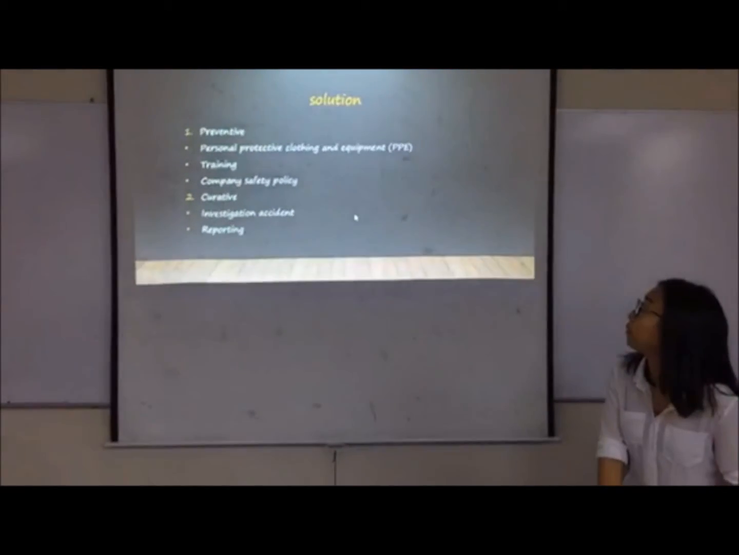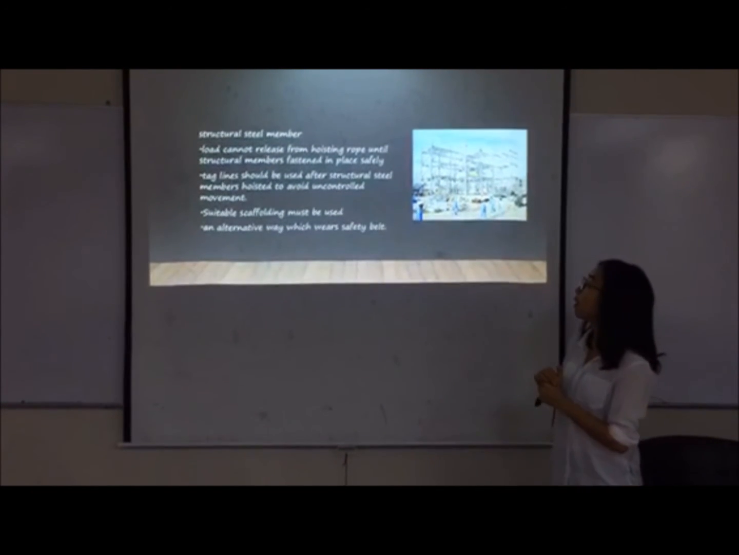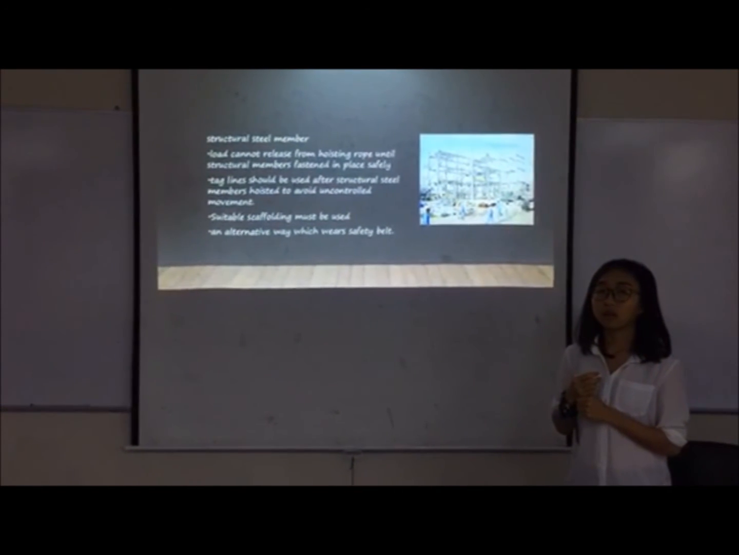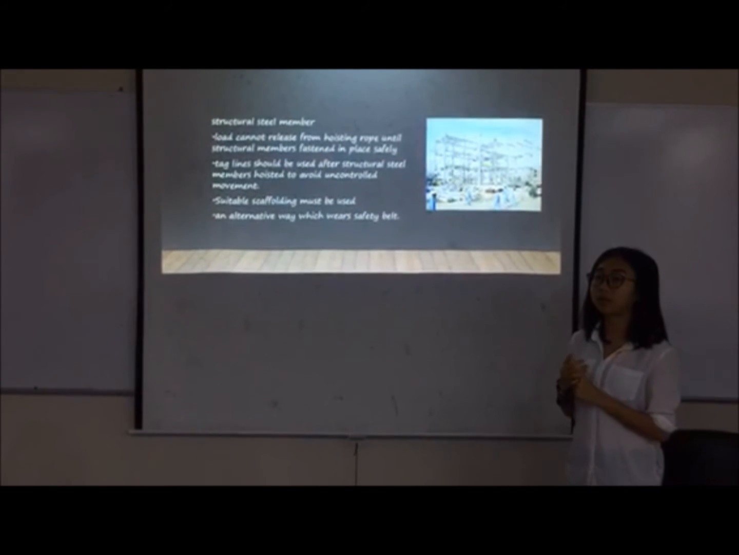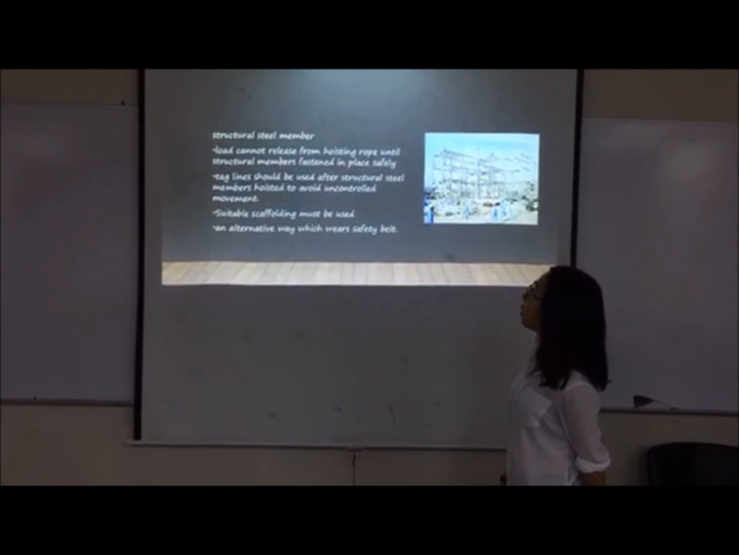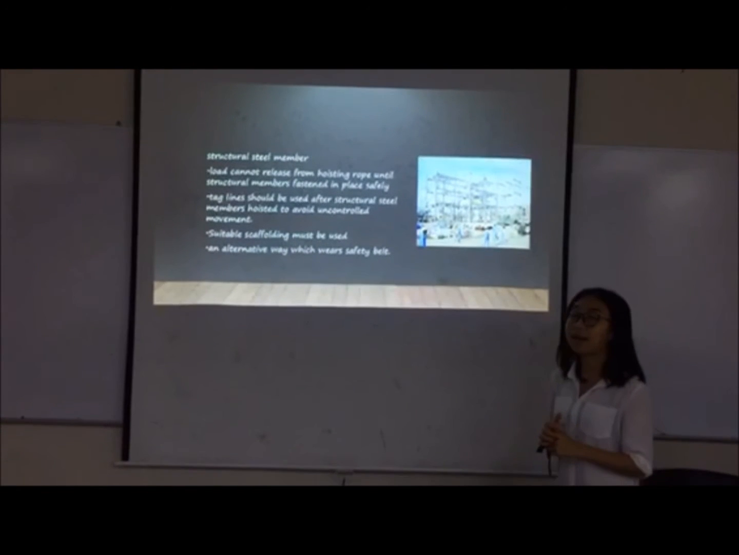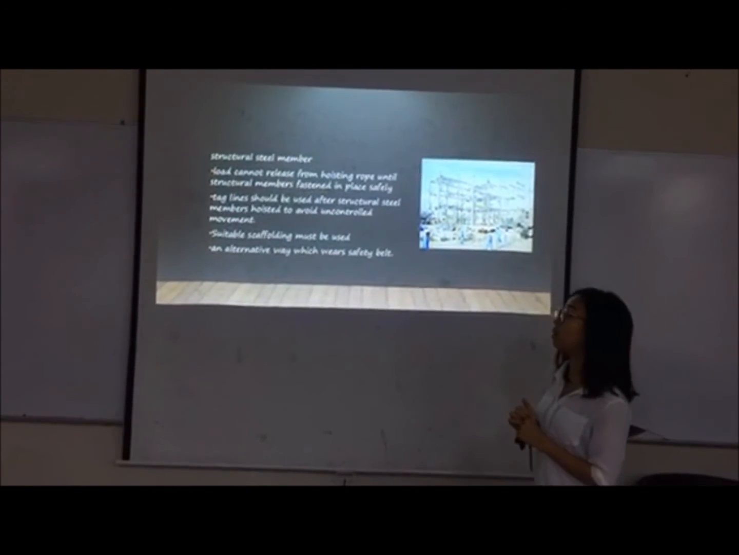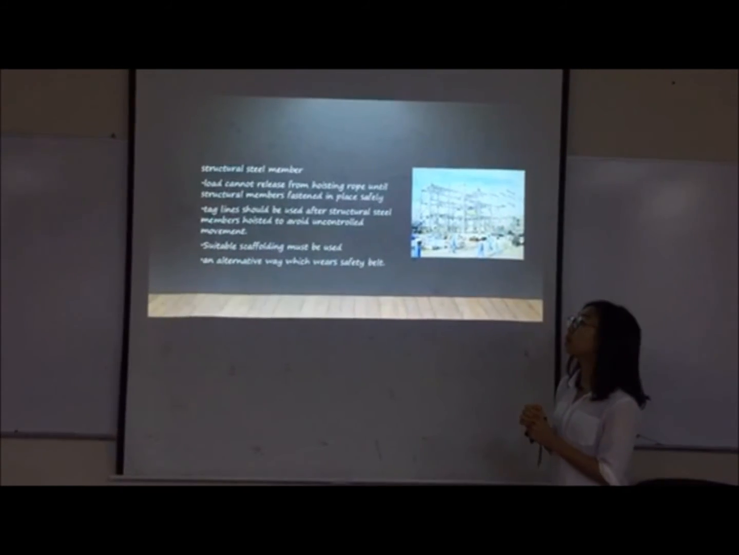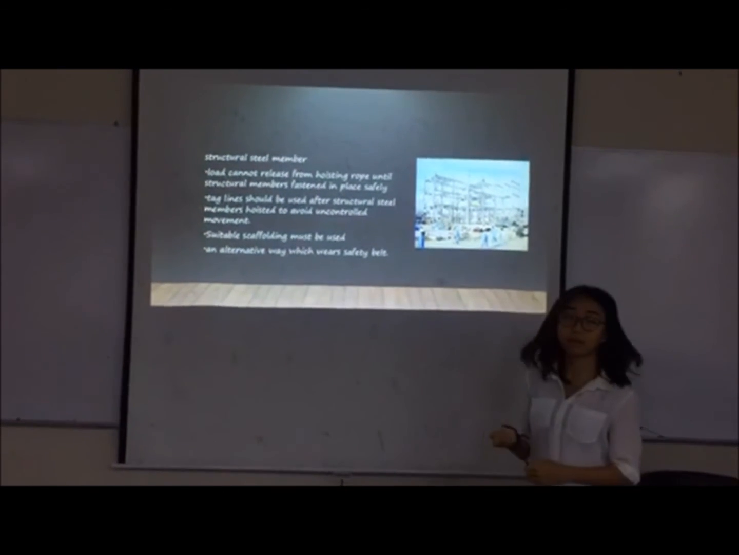Other than concrete, we have the structural steel member which is used for the railway station building. The load cannot be released from the hoisting rope until structural members are fastened in place safely. Then the tag lines should be used after the structural steel member is hoisted to avoid uncontrolled movement. And then the scaffolding also must be used. And the alternative way is to wear a safety belt.